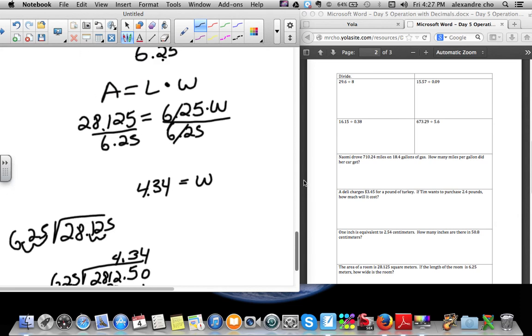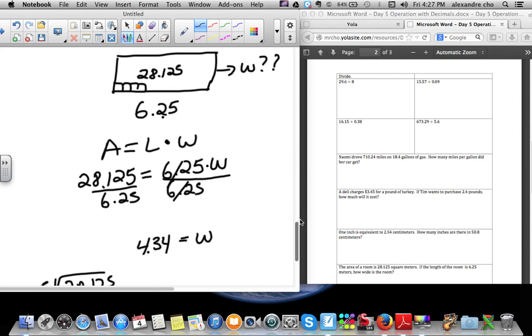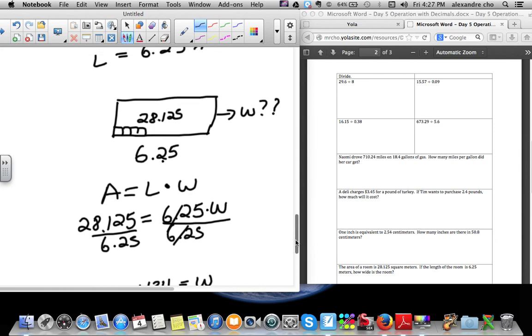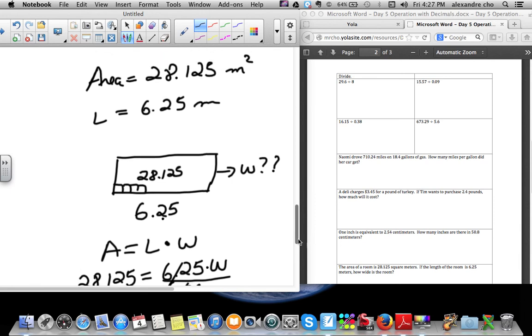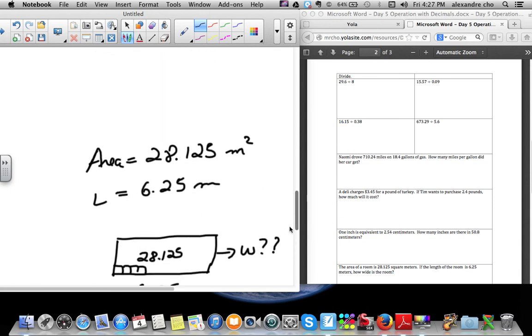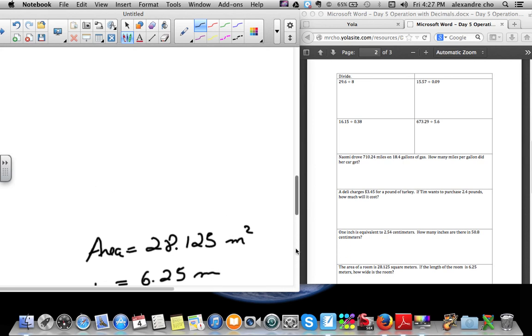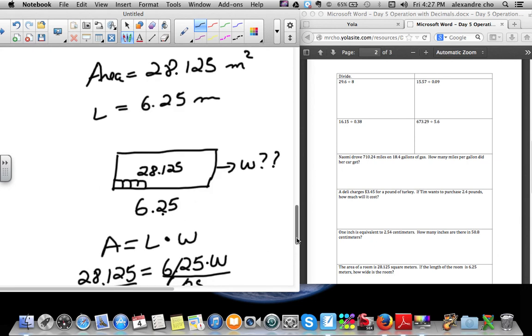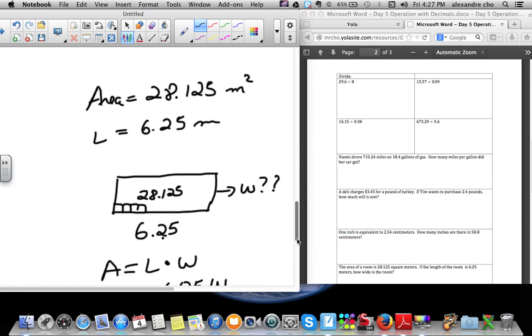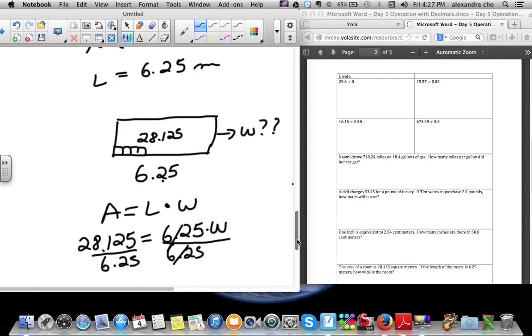Okay, so you were looking for a number. Look at the picture. They gave you that the area of that rectangle was 28.125. So 6.25 times the width gives you 28.125. So you had to find that, and that answer was 4.5.